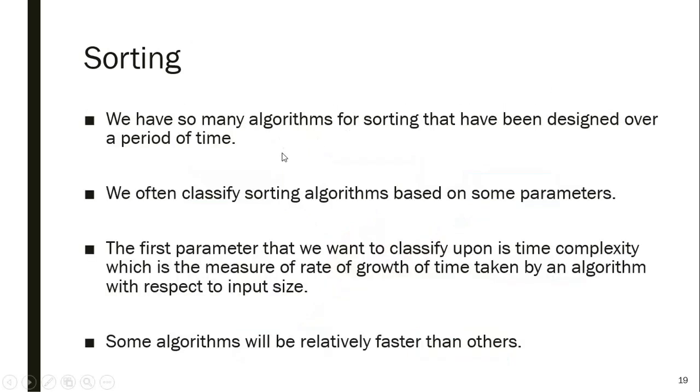So when we have so many algorithms for sorting that have been designed over a period of time, it's better to classify algorithms based on some parameters. There are many parameters on the basis of which we can classify our algorithms. One of these parameters is what is the maximum time taken by these algorithms to sort an unsorted list. Or in other words, we want to classify upon its time complexity. So what is the measure of the rate of growth of time taken by an algorithm with respect to input size? Some algorithms will be relatively faster than others, and some will be slower.